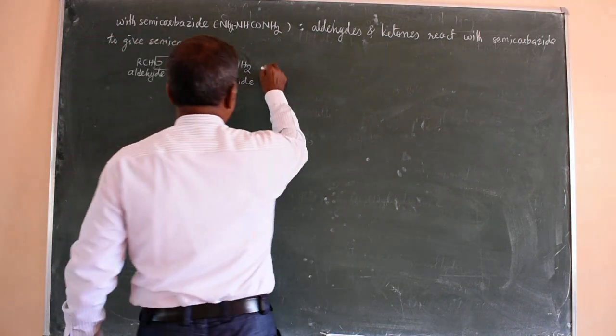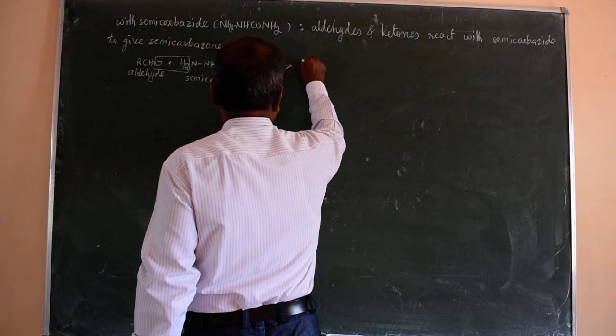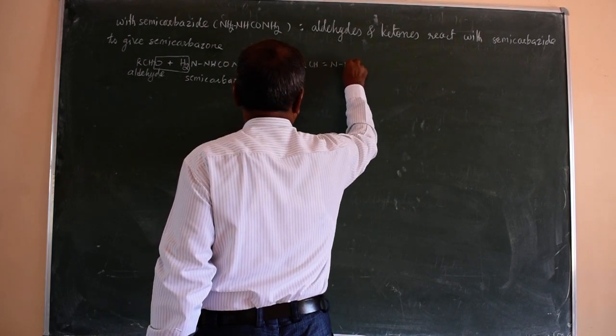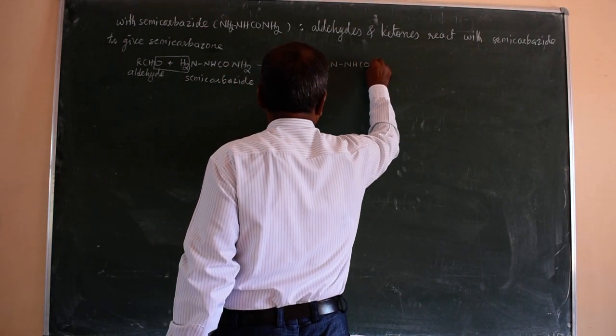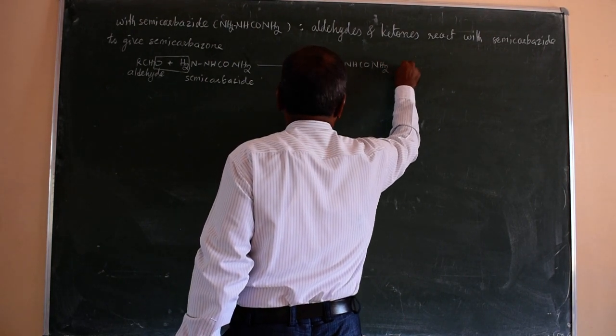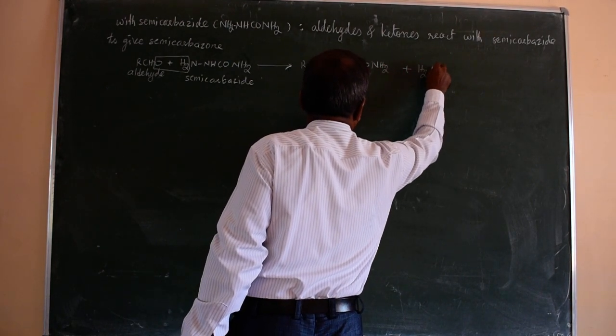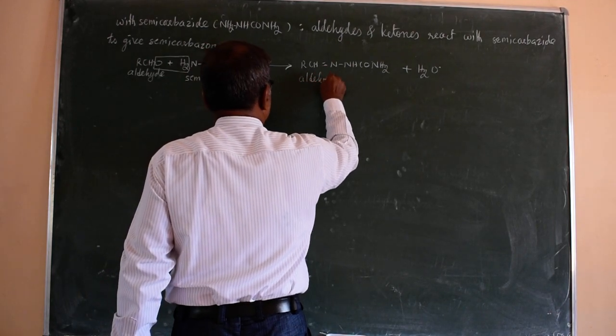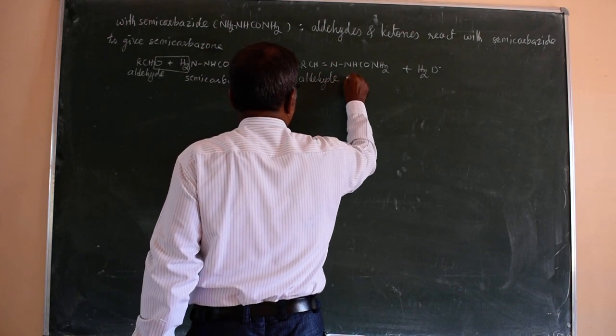The product formula is RCH double bond N NH CO NH2 and H2O, the aldehyde semicarbazone.